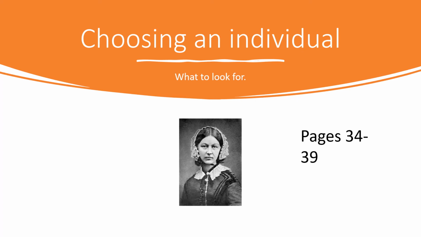So this week we will be choosing an individual, and I'm going to give you some hints and some direction, I suppose, on what to look for when you choose an individual. Now, the booklet starts off with historical context, but every year I start with choosing an individual, and this refers to pages 34 to 39 in the booklet. So, how do we choose an individual?